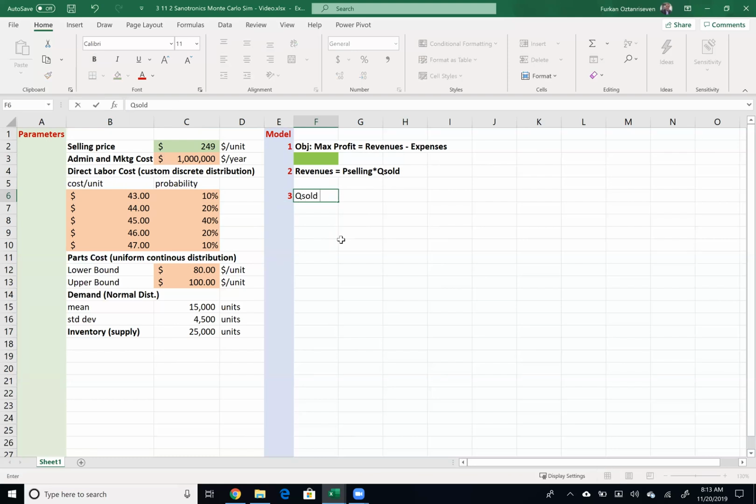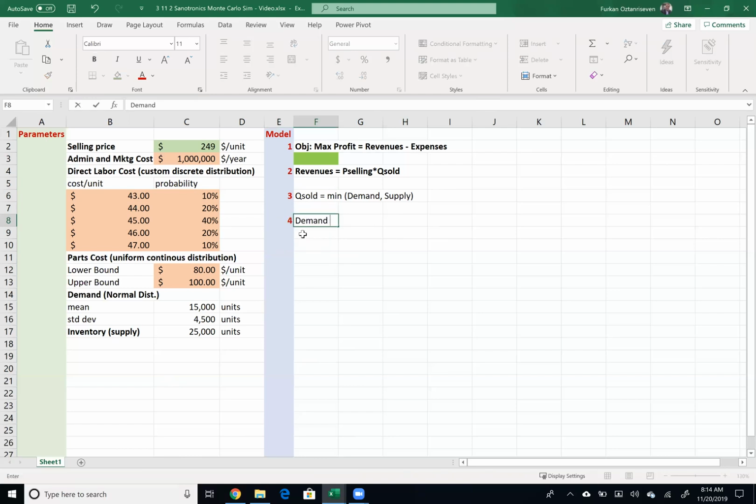When I say quantity sold, what does it mean? It is the minimum of demand and supply. In this case, the demand is a random number, so I don't really know it exactly. And the supply is something that is given here as an inventory. So I don't know demand, so let's focus on demand since it's a random number. All right, step number 4, demand.